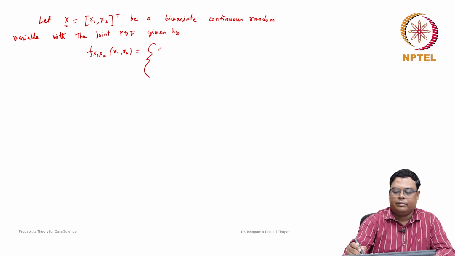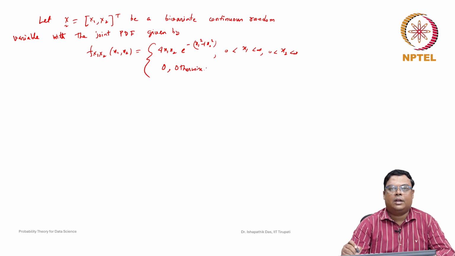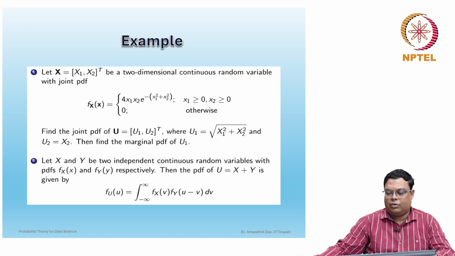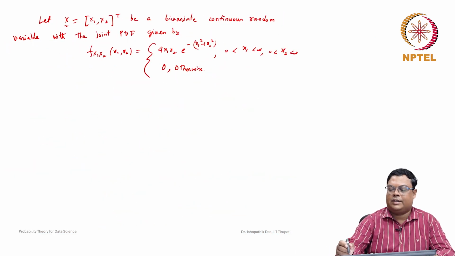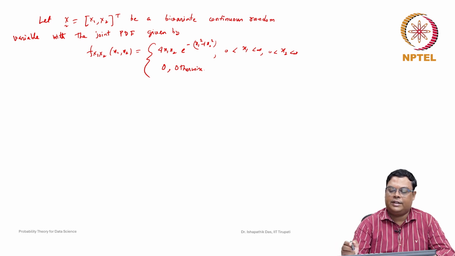is equal to 4 x1 x2 e to the power of minus (x1 square plus x2 square) whenever x1 is greater than 0 and less than infinity, x2 is greater than 0 and less than infinity, and 0 otherwise. So, I hope I have correctly written this. Because it is a continuous random variable, we can take greater than or equal to 0 or just strictly greater than 0. Okay, because at x1 = 0 or x2 = 0, this value is already 0.